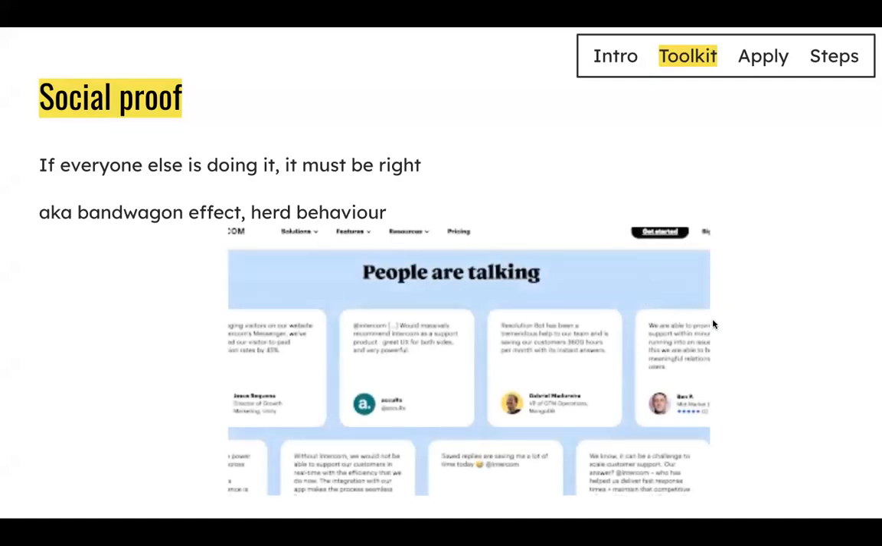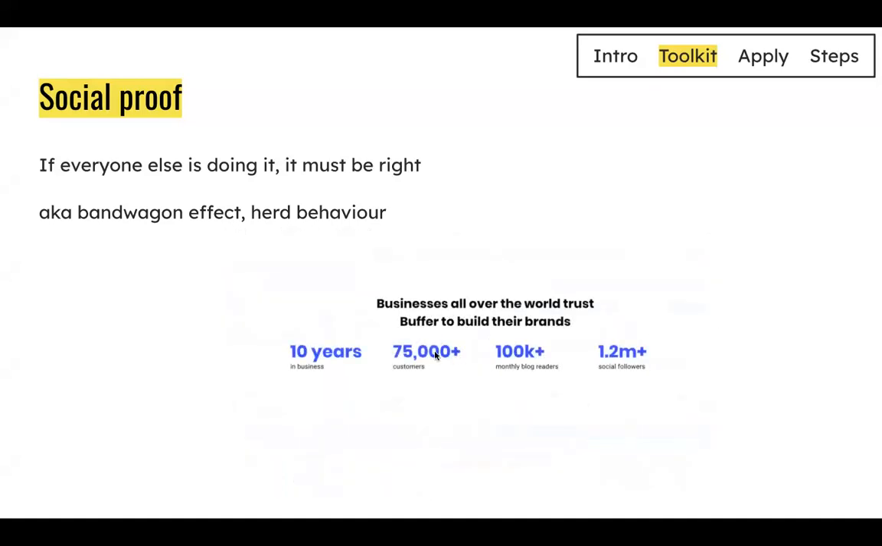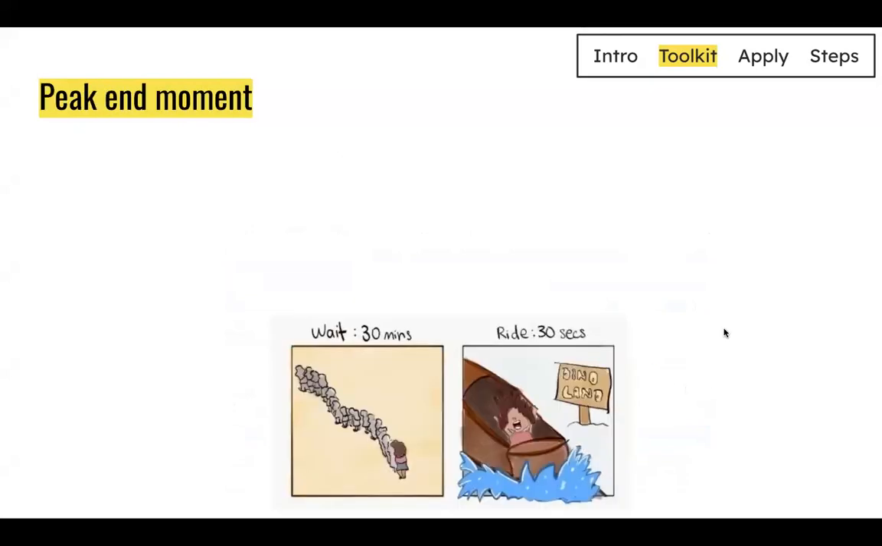And I'm sure you've seen this on websites where they put screenshots of how people are talking about them. They also put pictures of how many customers they have, 1.2 million social media followers, and so on. These are all examples of social proof. Awesome. So this is another behavioral science tool. I'm going to give you a few more tools and we'll tie it all together in the end.